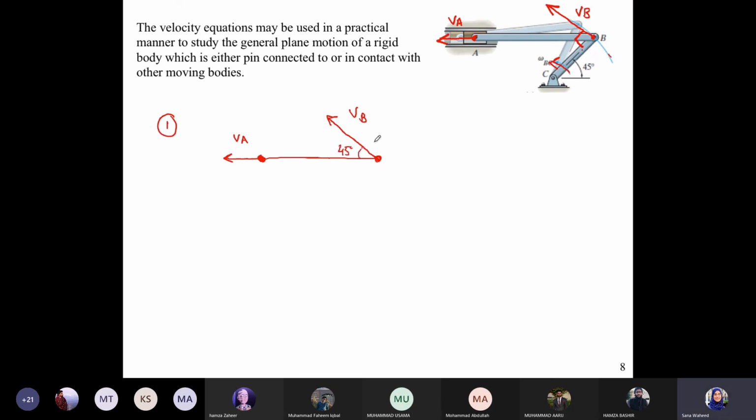Now, you remember that we're going to break this down into translation and rotation. Now, my B point is going to be my base point, my reference point. So what I'm going to do is make everything translate by the same amount.